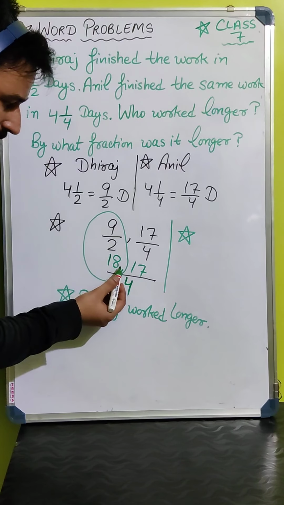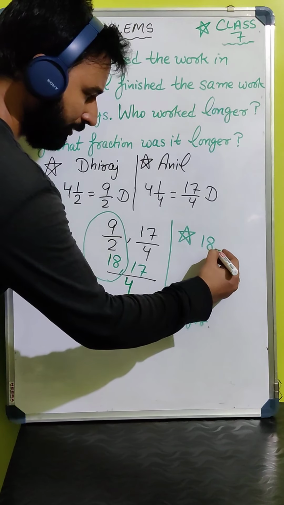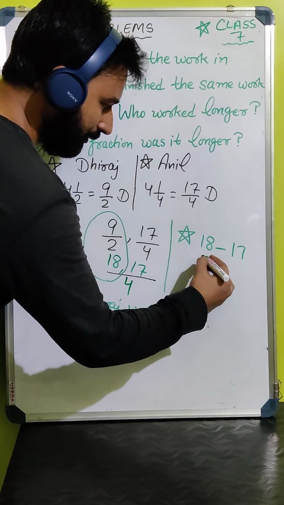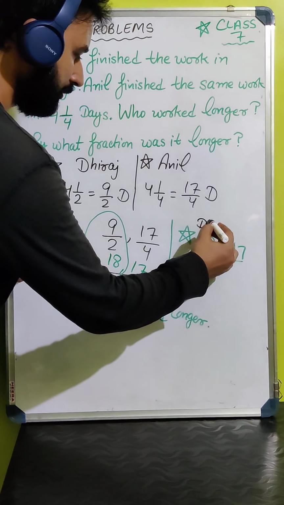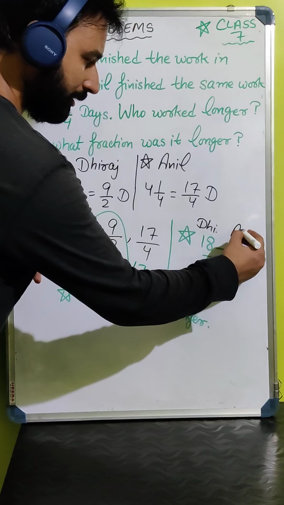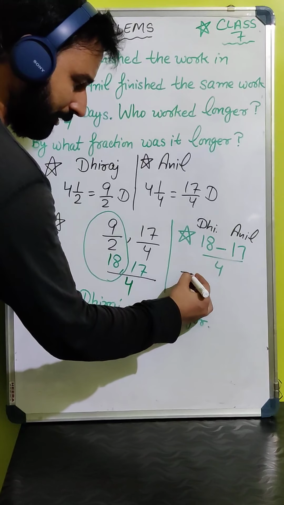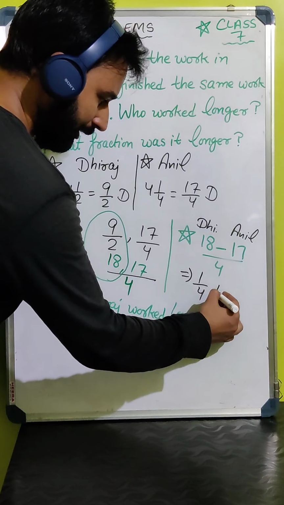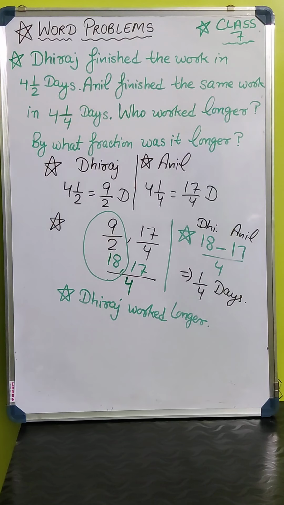We have written there 18 and 17 over 4. Now this one is larger, right? So we will write the larger one first. So 18 minus 17 by 4. That means this one is Dheeraj's part and this one is Anil's part. Now when you subtract 18 minus 17, it will be 1 by 4 days. That means Dheeraj worked longer, by 1 by 4 days as compared to Anil.